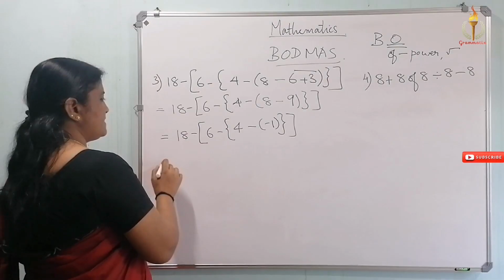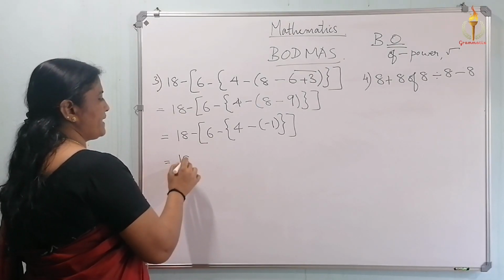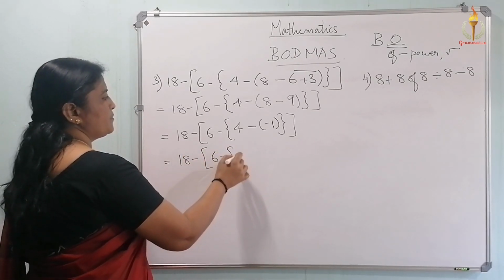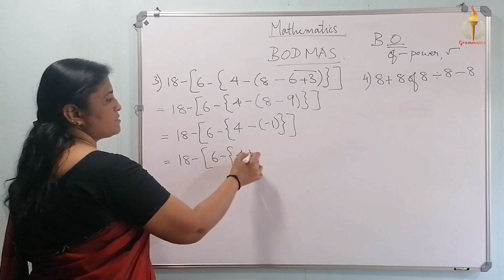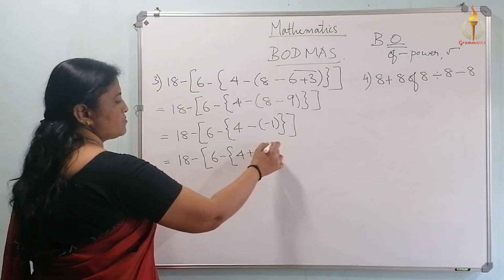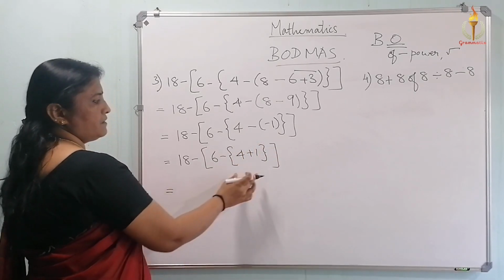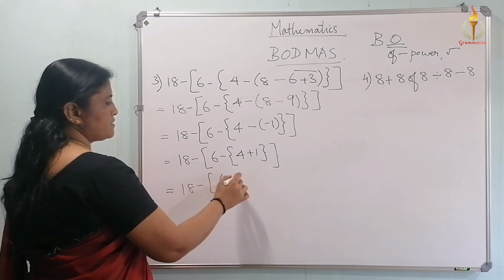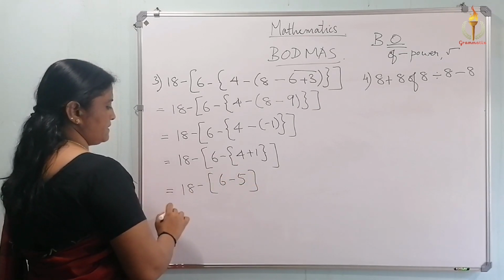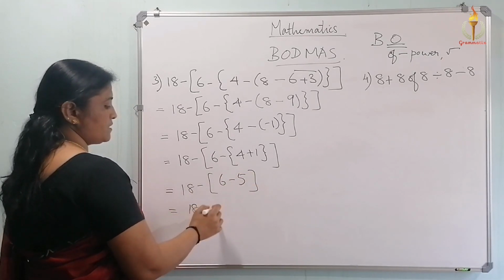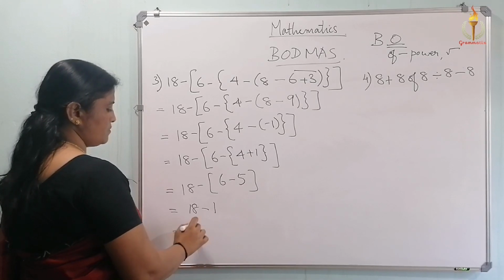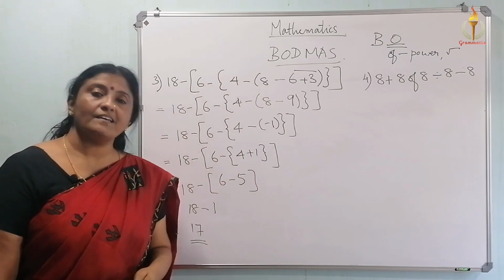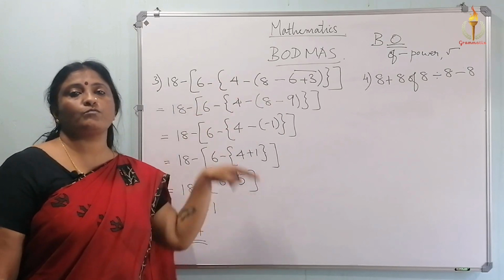So the next step is the innermost bracket, that is writing the rest as it is. 4 minus of minus 1 is plus 1. So your parenthesis is gone. Then the curly bracket is the innermost, so you will be doing the curly brackets. 18 minus 1 gives you 17. This is how you solve the brackets. All the 4 brackets are here. This is how you solve the brackets.